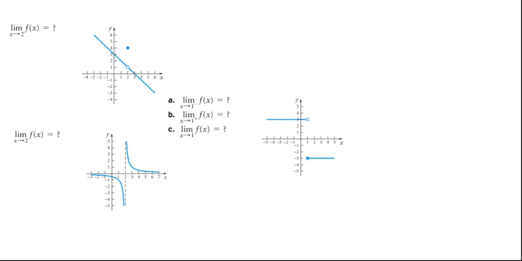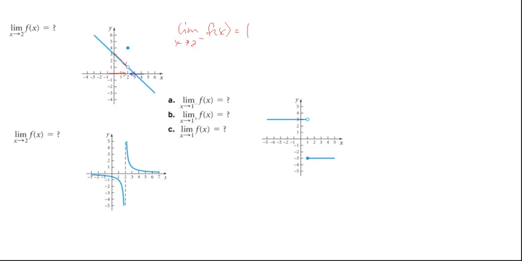Again, this is looking at almost the exact same function, except it's got 1 point removed and placed somewhere else. So we have to ask ourselves, does that really make a difference? So again, we want to check from the left. Okay, as we saw, as we come from the left, we're approaching and getting closer and closer to 1. So this limit as x approaches 2 from the left is 1. Okay, remember, it just needs to get close to. We don't actually have to get there.